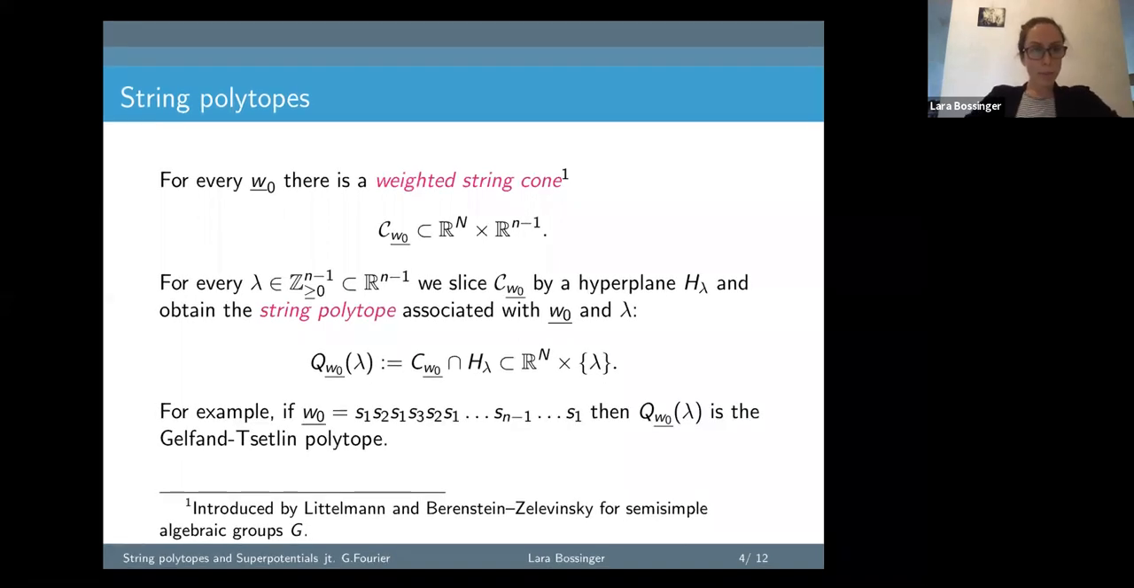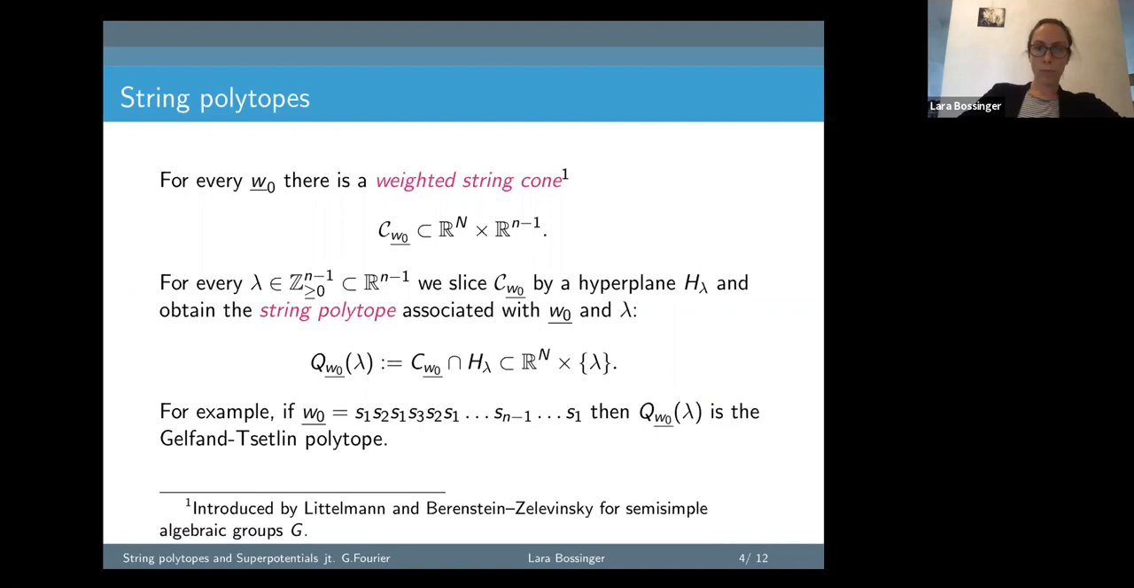So one example, if you're not familiar with string polytopes: if we choose a very nice reduced expression for the longest word that starts with s_1, then s_2, s_1, s_3, s_2, s_1, and so on until s_(n-1) to s_1, then the string polytope associated to this word, for every dominant integral weight, is unimodular equivalent to the Gelfand-Zeitlin polytope for the same weight.